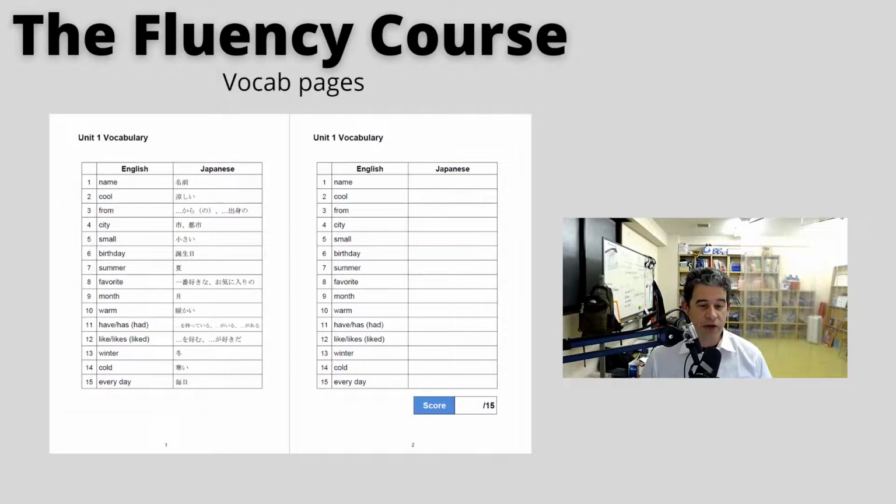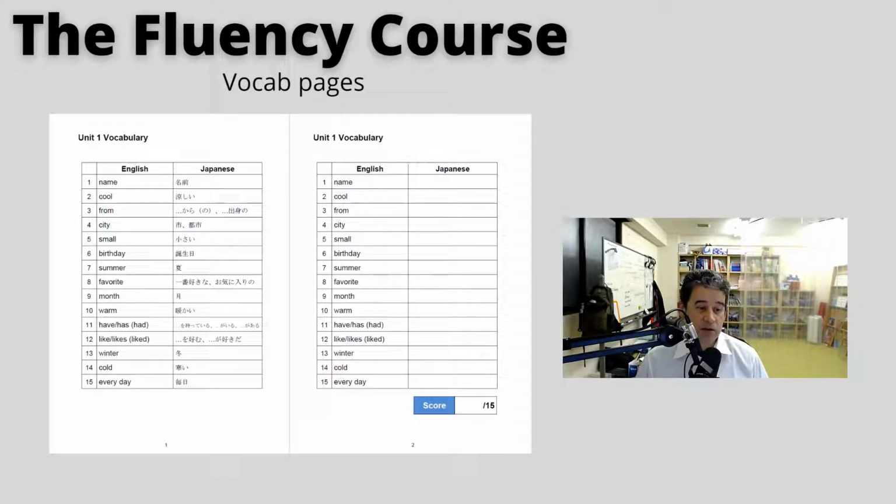So these are the vocab pages. There's 2 pages per unit, like this. They're not actually side by side, they're actually front and back of the same page. And ideally the students are using Quizlet, and so before the class they've actually gone through and practiced these words using Quizlet, so they should be pretty familiar with them.